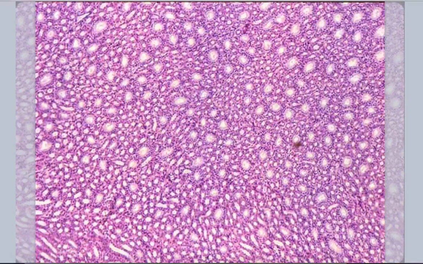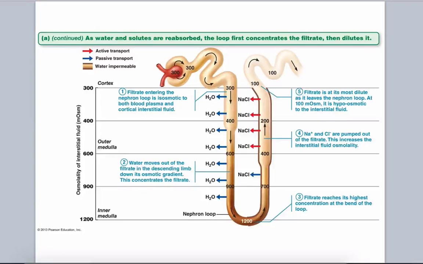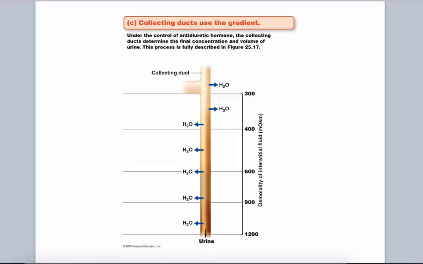Anyway, the big story is, if you look at this picture, it gives you the impression that the filtrate gets wicked concentrated and then really dilute again. However, it's almost like you'd never be able to concentrate urine. But as it turns out, where the real action is for concentrating that final urine happens within the collecting duct. So the collecting ducts use the same gradient again.